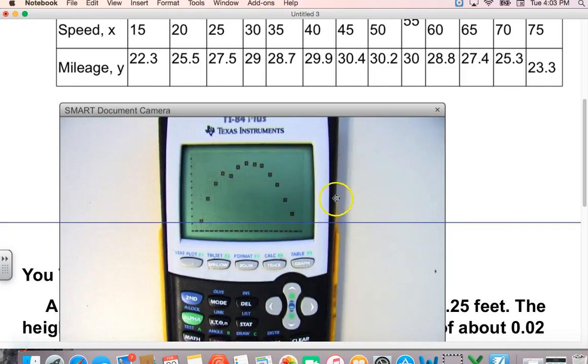So we hit zoom stat, and we see this right here. Now the question is, we want to ask ourselves, does that look like a linear model or a quadratic model or neither? Well, it looks to me like a parabola, right? So we would say that's a quadratic model.